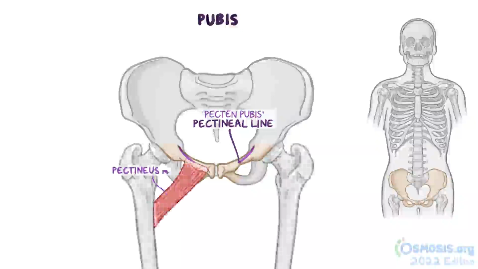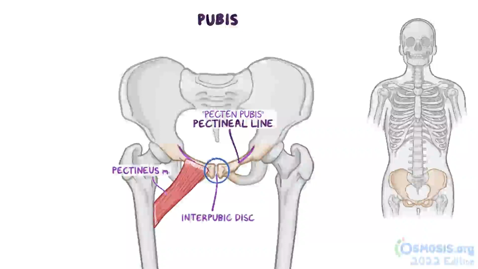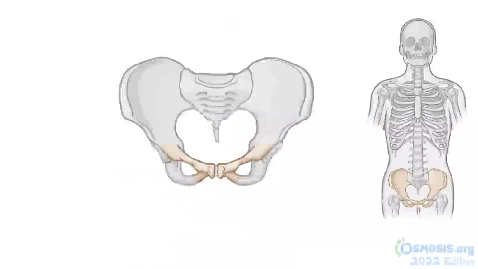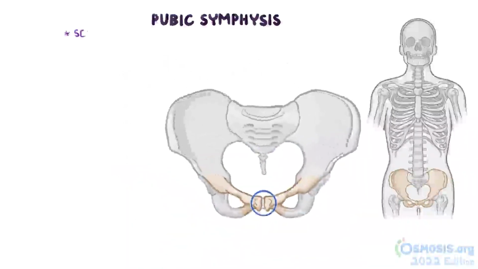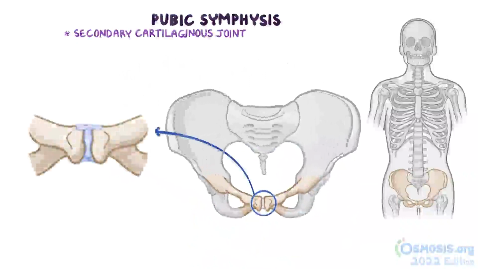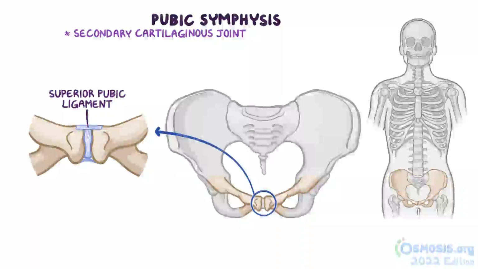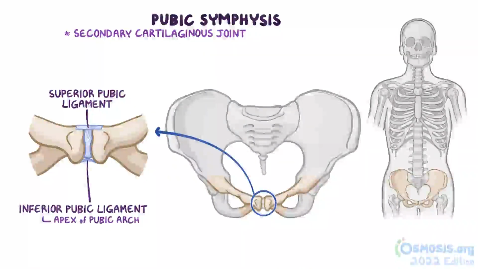Anteriorly, the bodies of the right and left pubic bones are joined together in the median plane through a fibrocartilage called the interpubic disc. This connection forms a joint called the pubic symphysis. The pubic symphysis is a secondary cartilaginous joint that is supported superiorly by the superior pubic ligament, which connects the pubic bodies to the interpubic disc, and inferiorly by the inferior pubic ligament, which forms the apex of the pubic arch. When the bodies of the two pubic bones meet, they form an angle inferiorly called the subpubic angle.